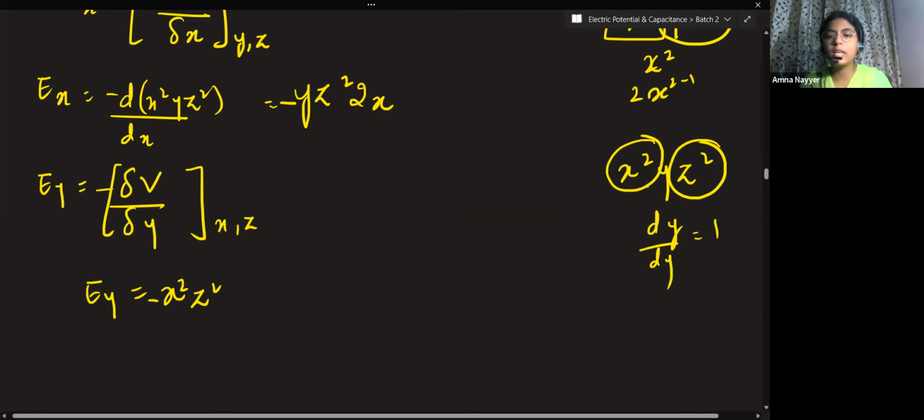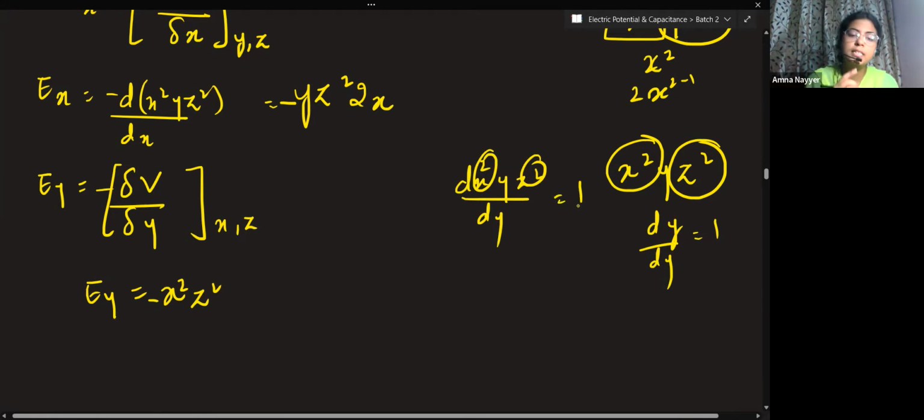X square z square came. You are differentiating x square y z square by dy. This came out. What is left? Dy by dy was left, so this gave you 1. This becomes minus x square z square.